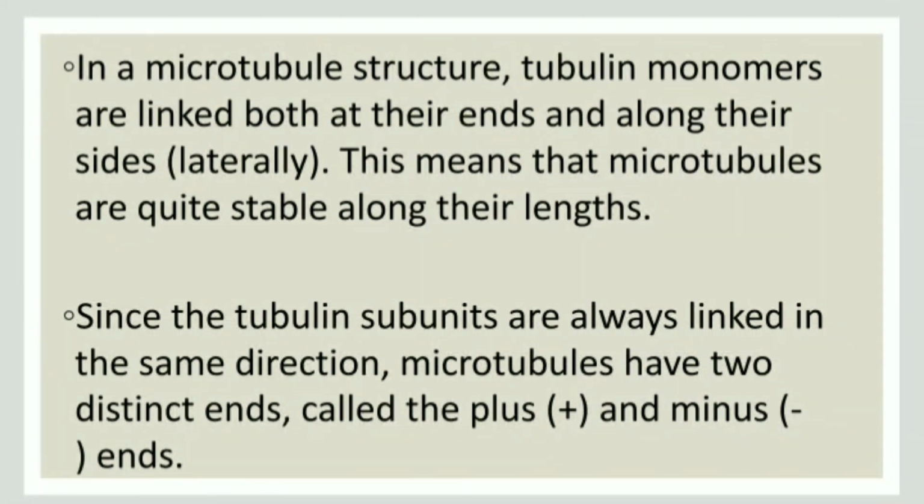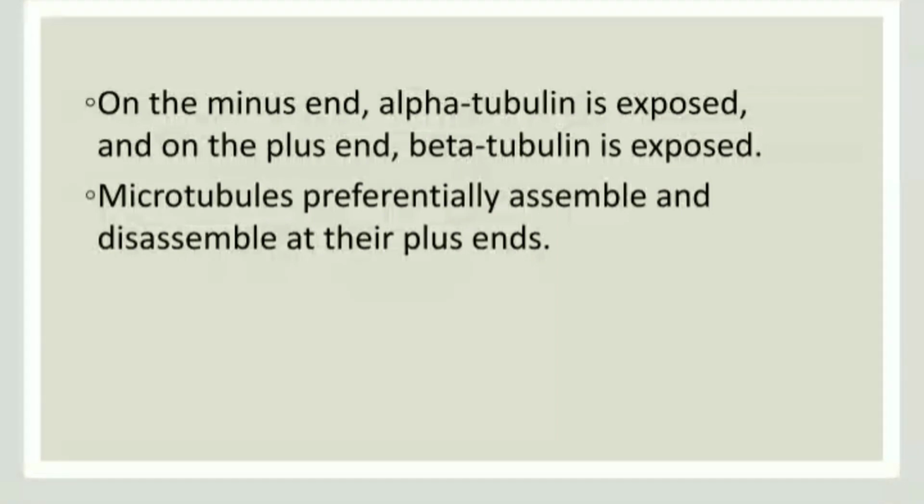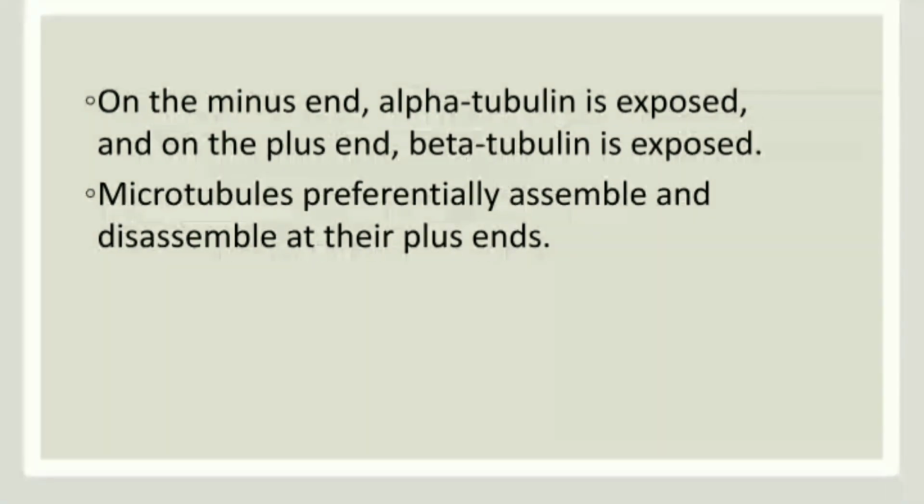These tubulin subunits are linked in the same direction. So they have two distinct ends, a plus end and a minus end. At the minus end, alpha tubulin is exposed, and at the plus end, beta tubulin is exposed. These microtubules assemble and disassemble at the plus end when needed. So this is the structure of a microtubule.